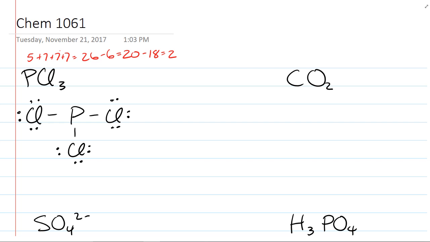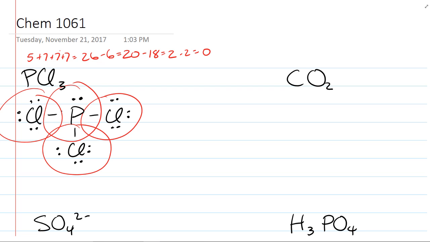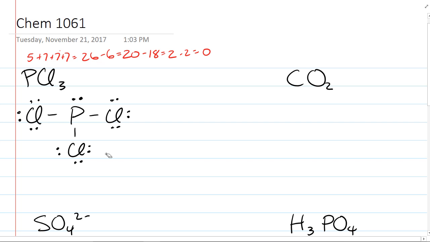Well, this one's easy. We simply take those two that we have left, put them here on the phosphorus, used up those two, we've got 0 left. And of course, once you've done this, we've already confirmed that we've put 26 dots in there. You should then go back and just reconfirm that you have an octet available to each of the atoms in the molecule. So any questions on this one here?